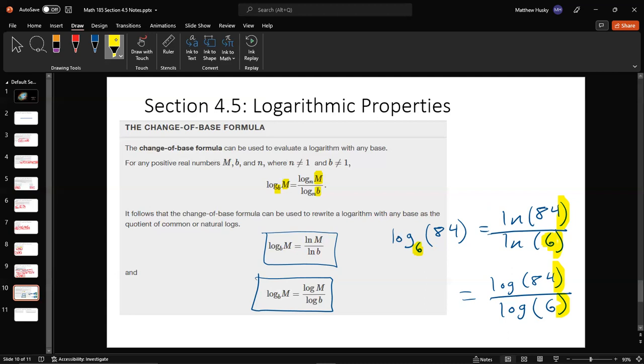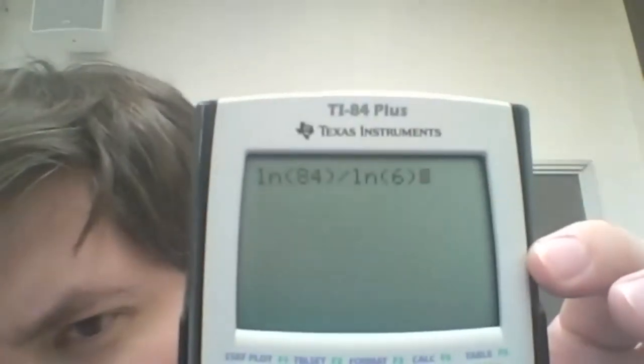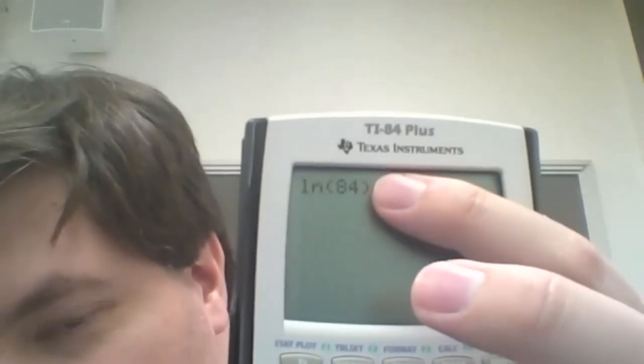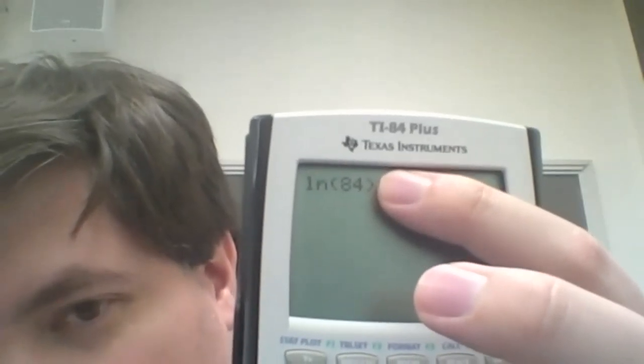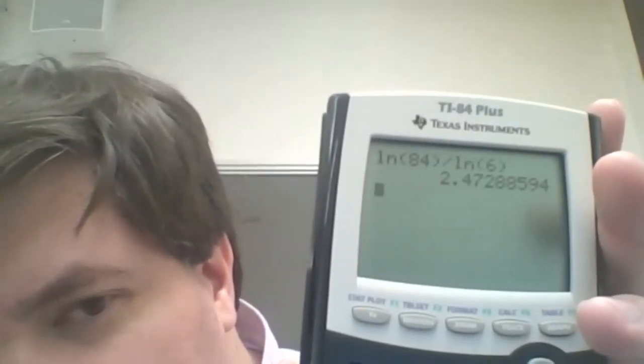So for those who are interested, this isn't really an example, but we can work it out. ln 84 divided by ln of 6. I'll go ahead and show you what this looks like here. So you'd have ln 84, close the parenthesis. If you don't close the parenthesis, it's going to mess you up. Divided by ln of 6. And if you work that out, that is equal to 2.4729 if you round that off.